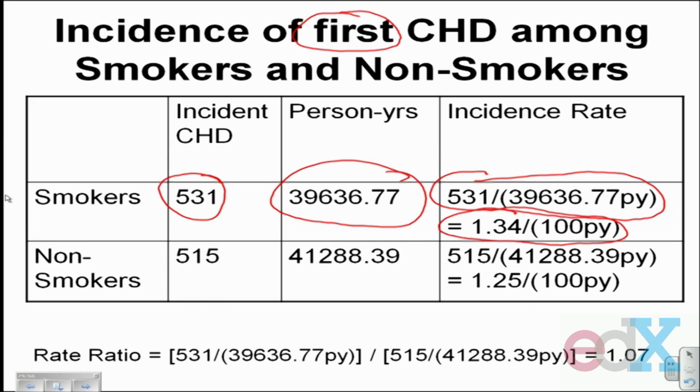We can do the same thing. Let's look at the non-smokers who were at risk of developing their first case of coronary heart disease in 1956. Follow them for 24 years, measure their person time. We observe a little bit more than 41,000 person years of observation, and from it, 515 of those non-smokers developed coronary heart disease. We can calculate their incidence rate: 515 divided by 41,288.39 person years gives me an incidence rate of 1.25 cases of coronary heart disease for every 100 person years of follow-up.